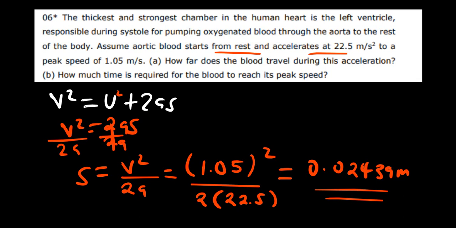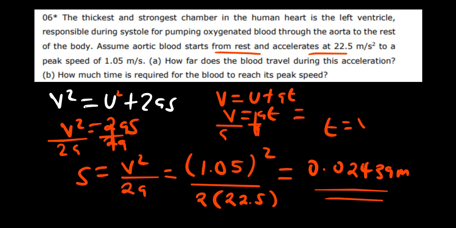Then question B is how much time is required for the blood to reach its peak speed. We're talking about time. So to find the time required for the blood to reach its peak speed, we're going to use v is equal to u plus at. We said starting from rest, so our u is 0, so v is equal to at. So we make t the subject of the formula, so divide by acceleration on both sides. Therefore our t will just be equal to v over a.